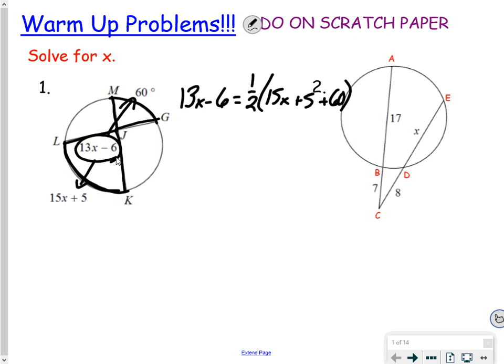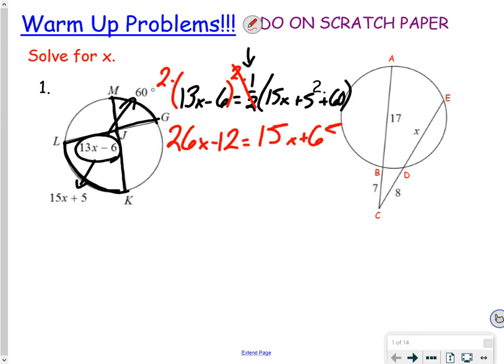We're running out of space here. All right, now the next step would just be to combine like terms. And then also we could get rid of that 1/2 by multiplying by 2 on both sides. So let's do that. Okay, so we'd get 26x minus 12 equals 15x plus 65.